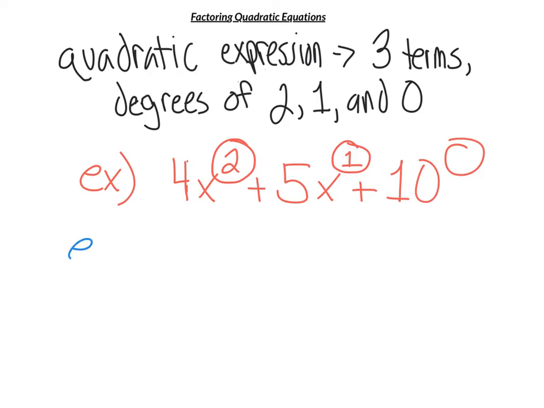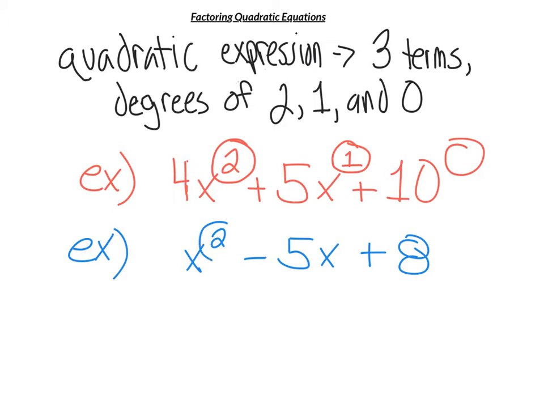Another example would be x squared minus 5x plus, let's say, 8. That's a quadratic expression. As you can see again, we have an exponent of 2. No exponent here, so we can assume 1. And then we have a number here, so 0 degrees. That's what makes this a quadratic expression.